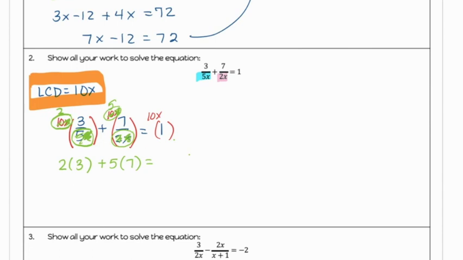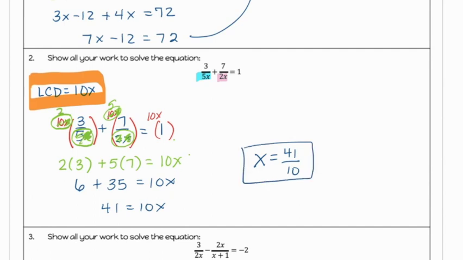Over here, there were no fractions. So I'm just going to write 10x times 1, right? And I went from having something that looked really complex to something that I could answer in a 1, 2, 3 kind of thing. So I'm going to answer this quickly. And I get a value of x is equal to 41 over 10. And again, if I want to double check, I should double check using my calculator.